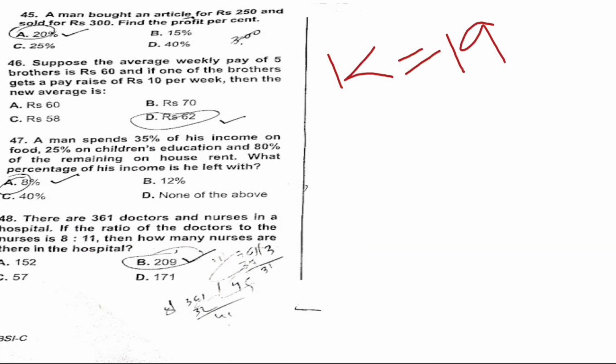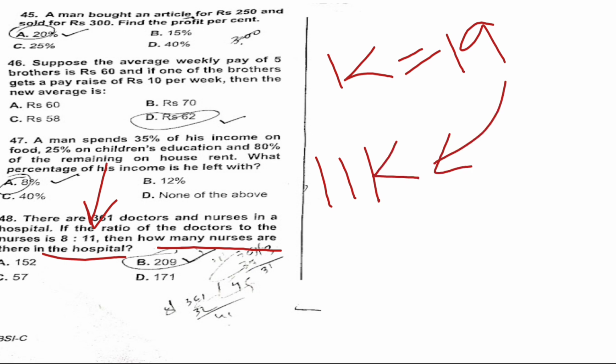Now, what they are telling us, how many nurses are there in the hospital? We know the number of nurses in the hospital we have initially assumed is 11K. Put this K here. How much you are getting? 209. This is the correct answer.